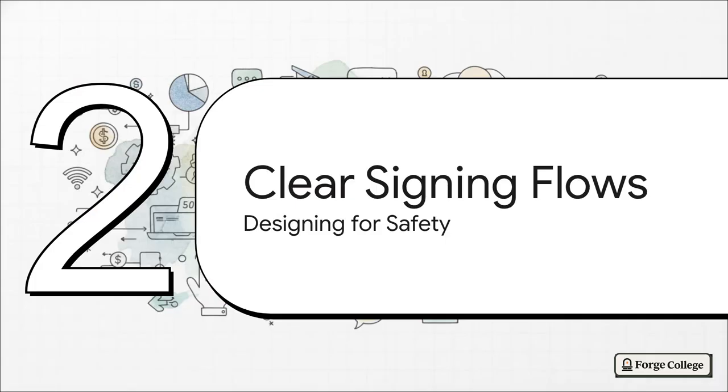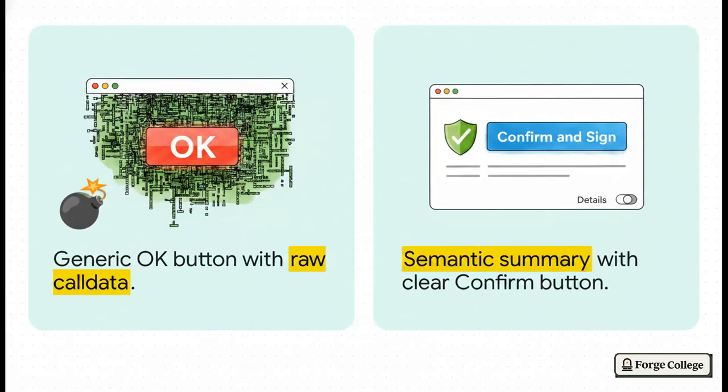Okay, on to section 4, designing clear signing flows. Now this is without a doubt the most treacherous part of the decentralized dungeon.